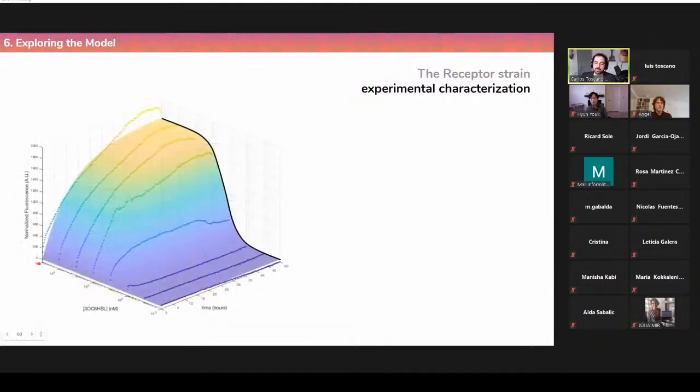We also performed fittings of 3D solutions to capture also the time dynamics of the receptor using another approach. At the end, you see that it converges to this sigmoidal shape.